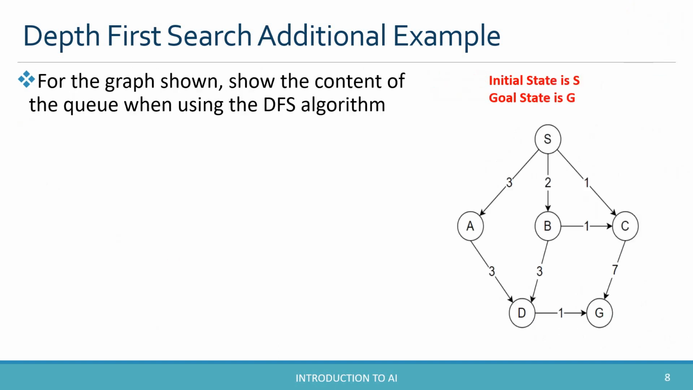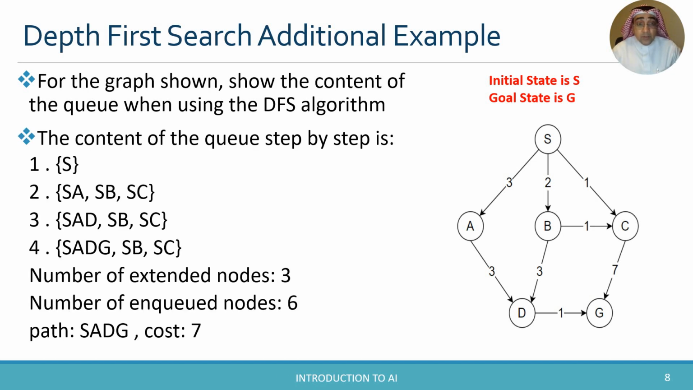Okay, so this is the third example that we talked about. We're going to start from S again, and from S, I am going to go A, B, and C. So I'm going to add SA, SB, and SC, and then I'm going to take the SA and expand it, so it's SAD. Then I'm going to expand the SAD, so it's SADG, and I reach the goal, so I stop.